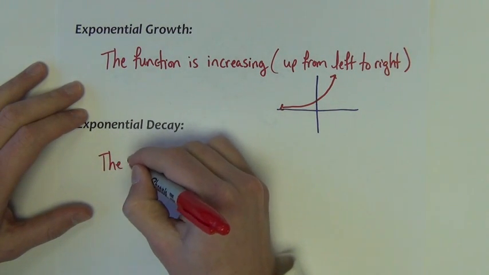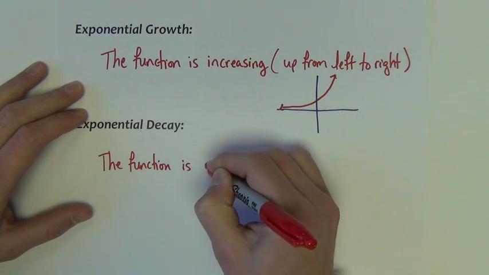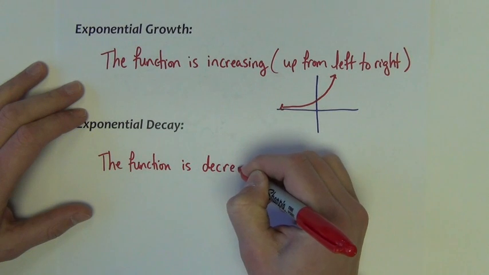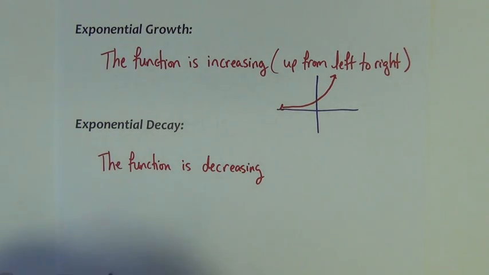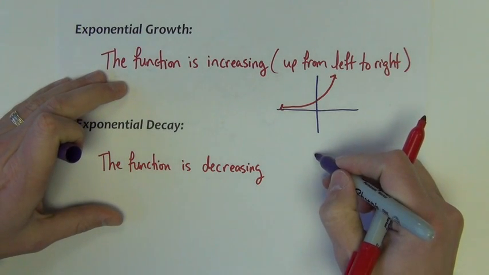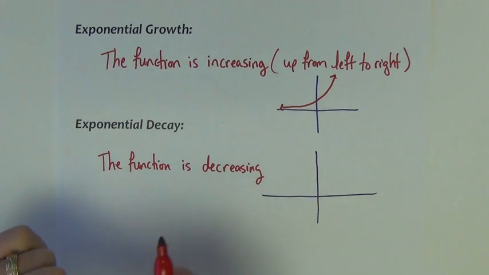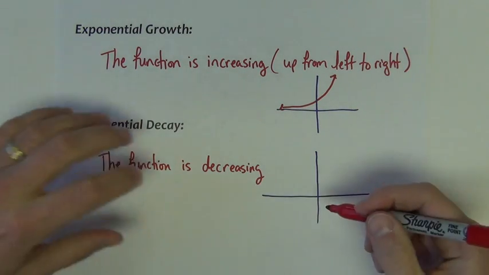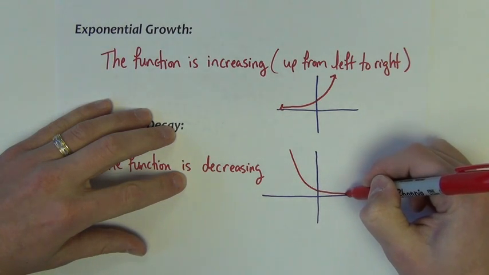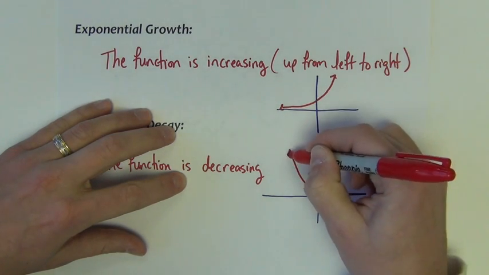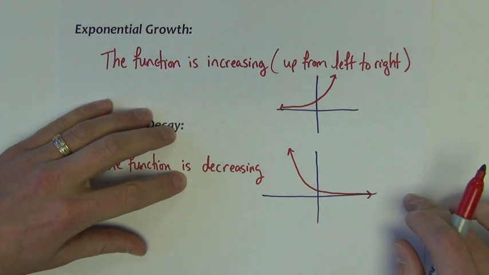The function is decreasing. Decreasing meaning that it's going down from left to right. Now that second example we did didn't show this. So typically what a graph of an exponential decay model looks like would be one that does this. It's going to come down the graph from left to right.